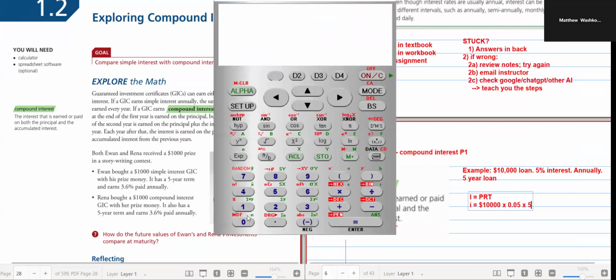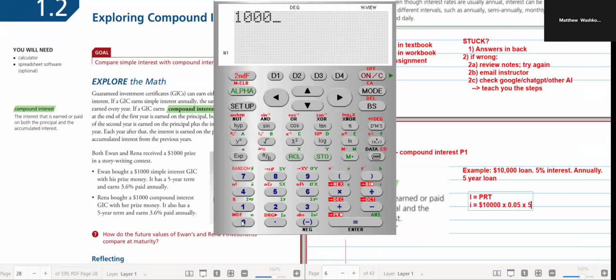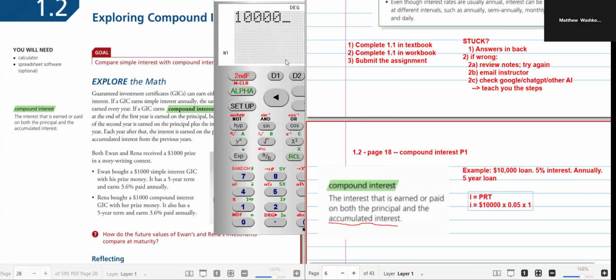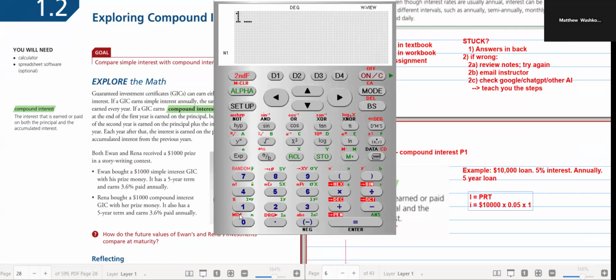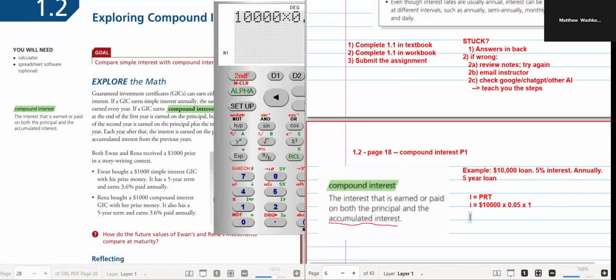I promise you I'm going somewhere with this. Sorry, I want to calculate this for 1 year. My interest for 1 year of that 5-year loan is $500. So for 5 years, it should be $2,500, right? $500 times 5 is $2,500. That's how much interest again. So your total loan's worth $12,500, right? Simple enough. That's simple interest.